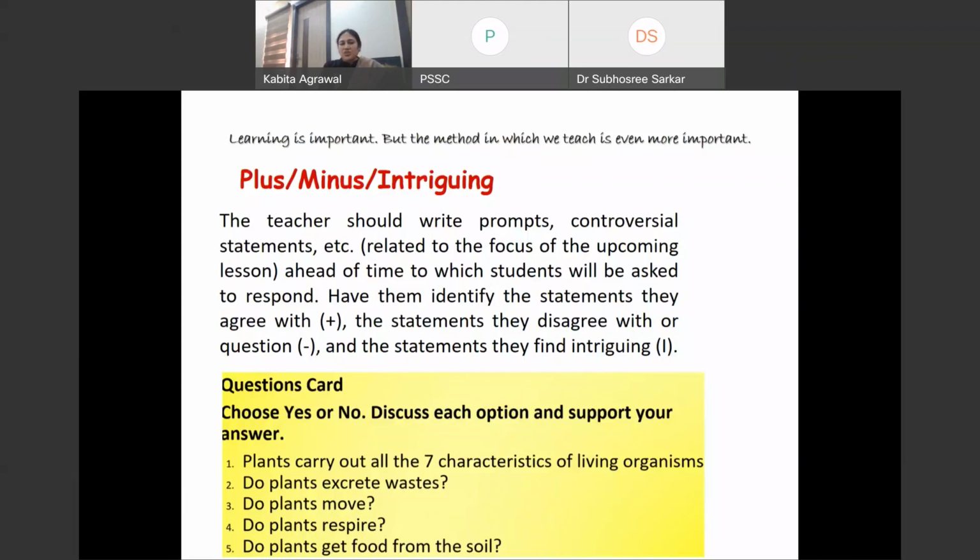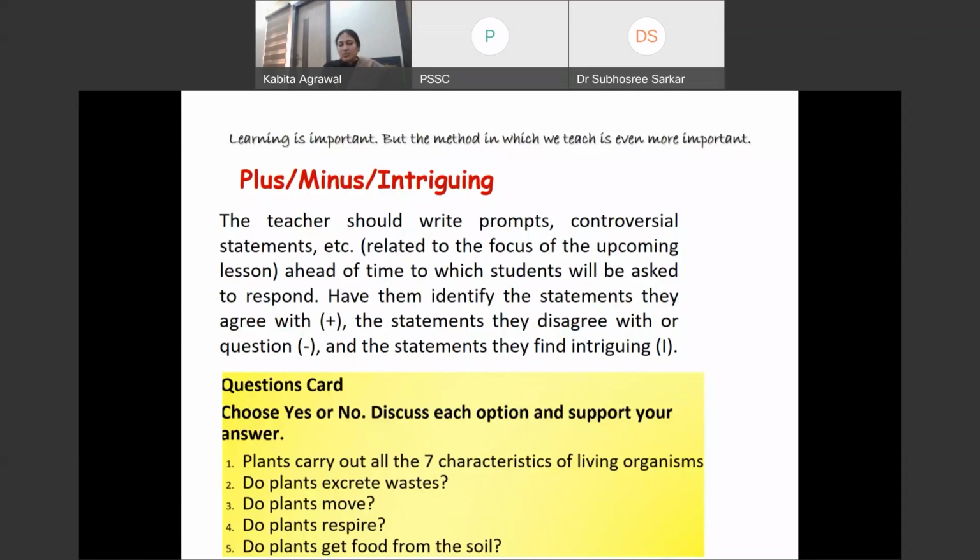So situations could be like plants aspirate waste. Let them think. If they agree, yes, they can write in the plus statement. If they feel that plants don't aspirate waste, they can write in the minus statement. And if they feel there's something interesting about it, I want to learn more, or maybe what if they may not be doing it, or it is debatable, he can write what he finds interesting in that.